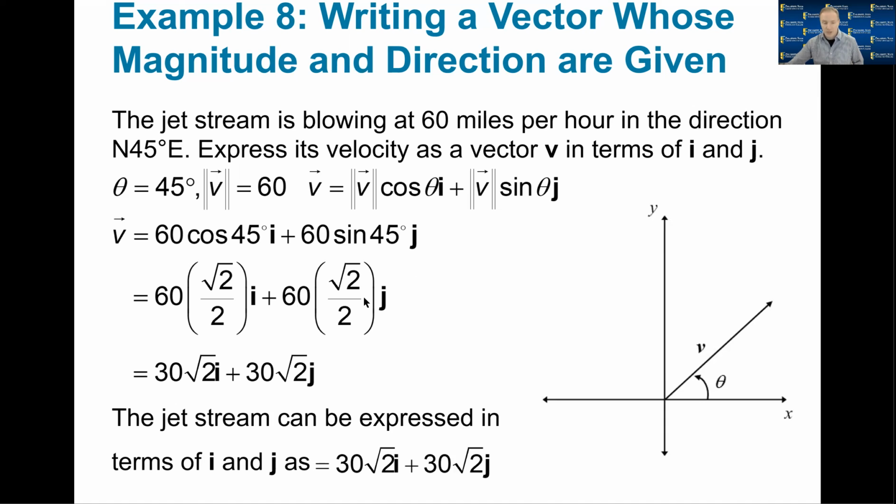And that's the vertical component. We multiply that by j. Both the cosine and sine of 45 degrees are the square root of 2 over 2. So we can see our vector is going to end up being 30 root 2 i plus 30 root 2 j. So if this jet stream is blowing in this direction, the horizontal and vertical components are the exact same. It's blowing to the right with 30 root 2 miles per hour, and it's also blowing up at this exact same rate.